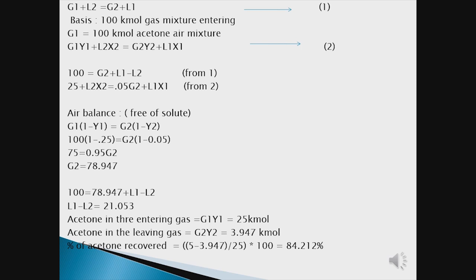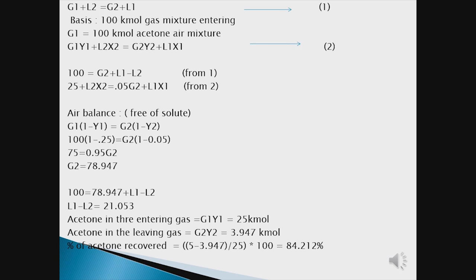Now here we are taking the basis as 100 kilomole of gas mixture entry, and G1 is equal to 100 kilomole of acetone air mixture, because it is the flow rate of the entry gas. G1 Y1 plus L2 X2 is equal to G2 Y2 plus L1 X1, which is the solute balance for the absorption. From equation 1, G1 plus L2 is equal to G2 plus L1, so we can write G1 is equal to G2 plus L1 minus L2. That is, 100 is equal to G2 plus L1 minus L2, and 25 plus L2 X2 is equal to 0.05 G2 plus L1 X1, which is taken from equation number 2.